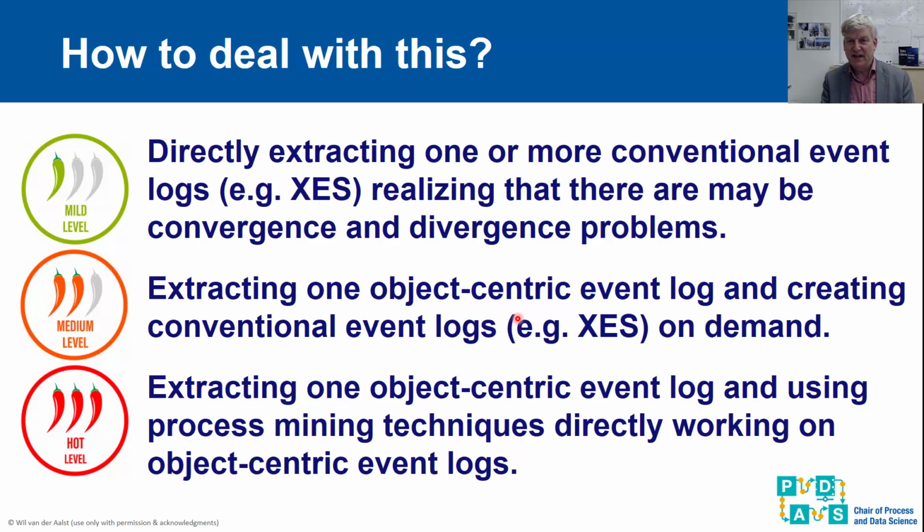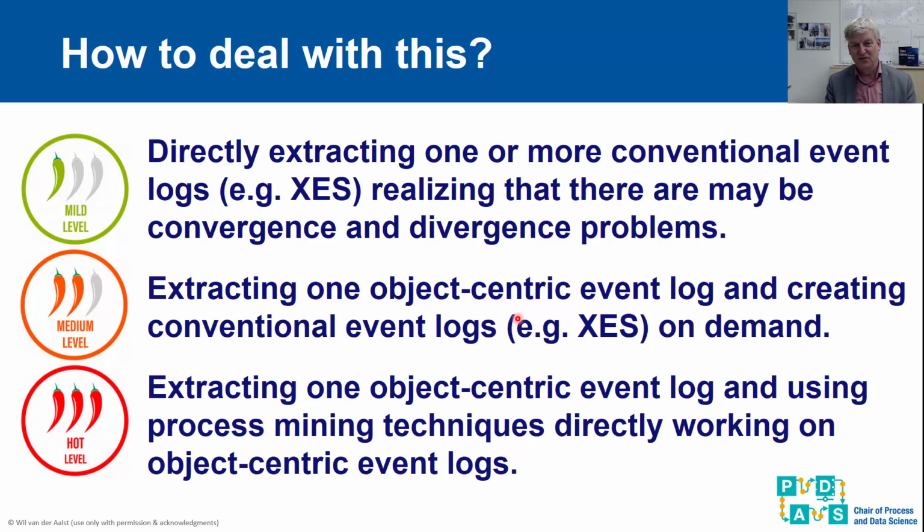Okay, so how can we handle this? Well, this slide is indicating three levels. What is tagged here as the mild level is the way that most organizations are doing it now. While extracting the data from the information system, these divergence and convergence problems are implicitly created, and you don't see them anymore if you look at the event data.